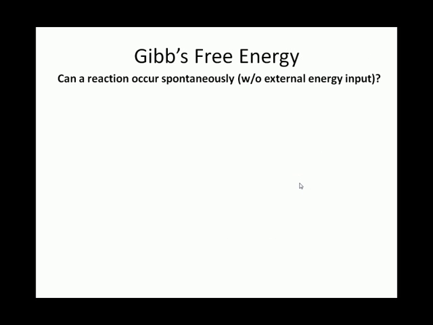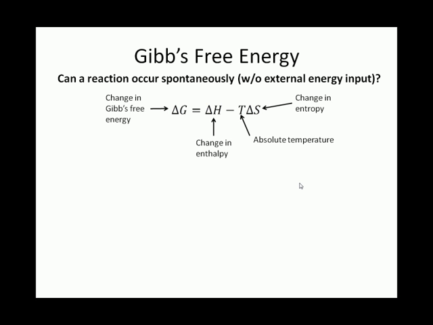Gibbs free energy is the quantity that determines whether a reaction can occur without external energy input, or spontaneously. Gibbs free energy is a function of enthalpy, absolute temperature in Kelvin, and the change in entropy during a reaction. When the change in Gibbs free energy, delta G, is negative, a reaction will occur spontaneously. Why does this make sense given what we know about thermodynamics? Just by looking at the signs in the equation, we can tell that delta G is guaranteed to be negative when delta H is negative and delta S is positive.